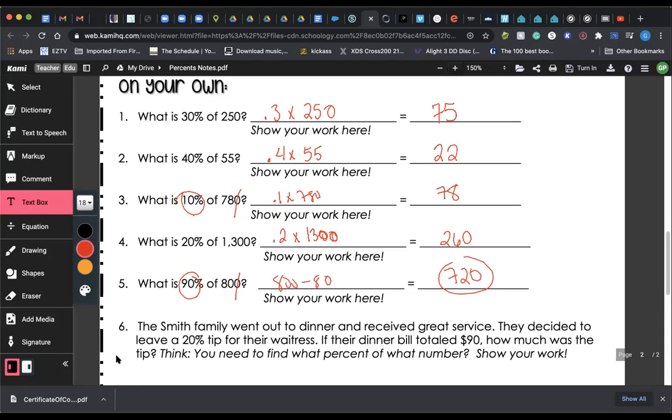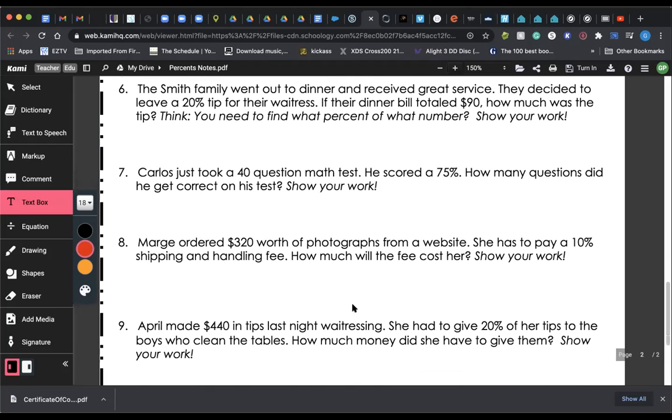All right, let's go on to these word problems. The Smith family went out to dinner and received great service. They decide to leave a 20% tip for their waitress. If their dinner bill totals $90, how much was the tip? You need to find the percentage of what number. Show your work.